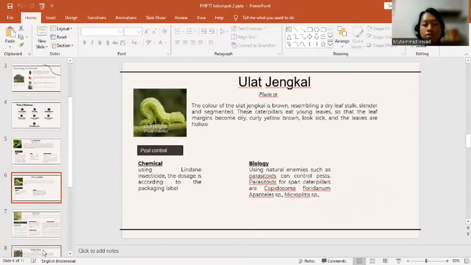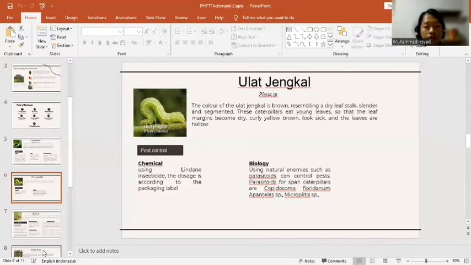Ulat jengkal or Plusia sp. The color of the ulat jengkal is brown, resembling a dry leaf stalk, slender and segmented. This caterpillar eats young leaves so that the leaf margin becomes dry, curly, yellow-brown, looks sick, and the leaves are hollow. Pest control.